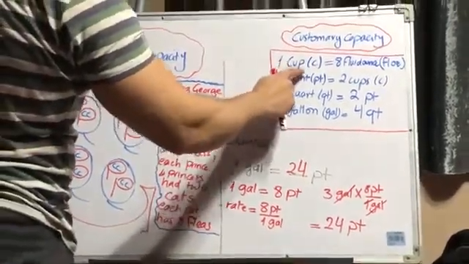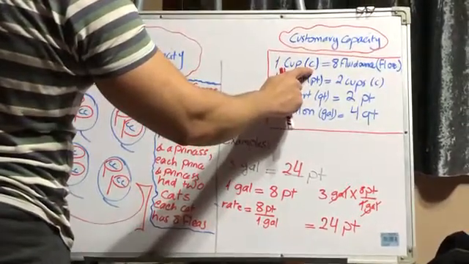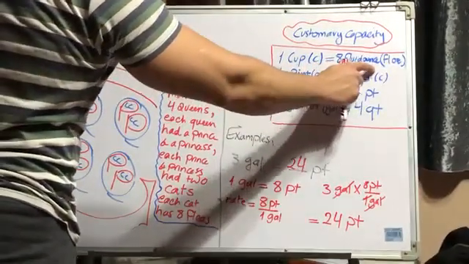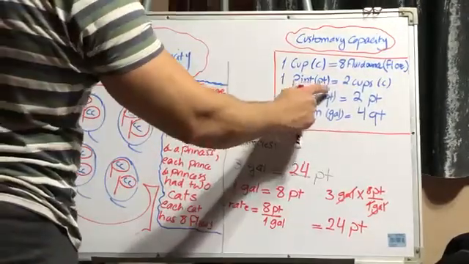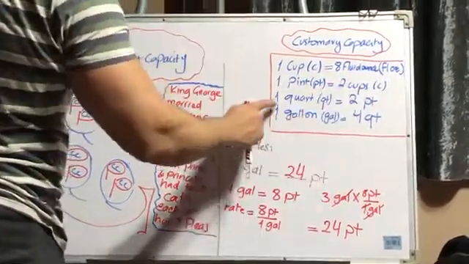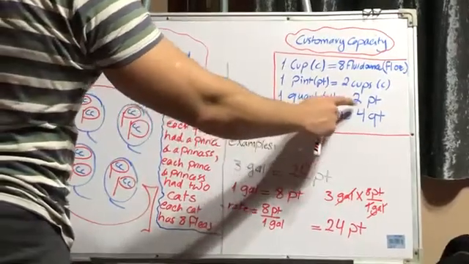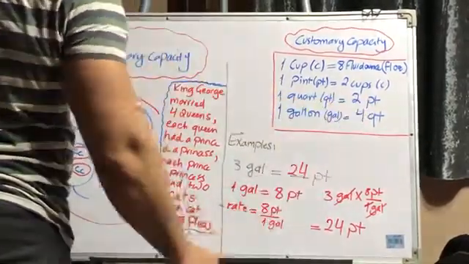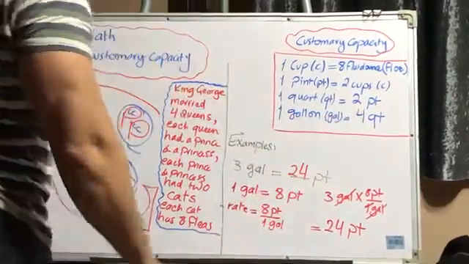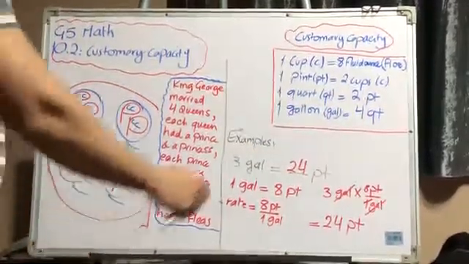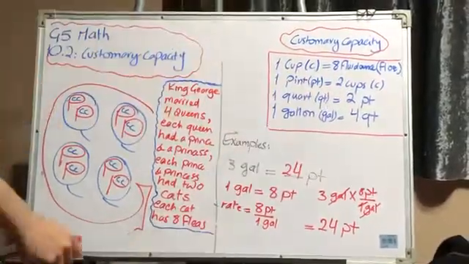I have 1 cup, the abbreviation is C, equals 8 fluid ounces, FL OZ. 1 pint, PT, equals 2 cups. 1 quart, QT, equals 2 pints. 1 gallon, gal, equals 4 quarts. How do I make this easy to memorize?